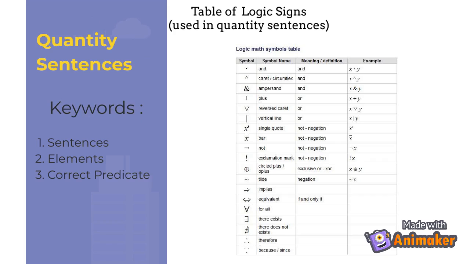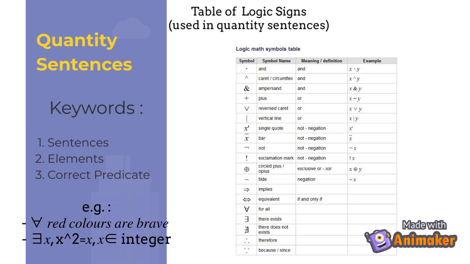It's about quantity sentence. Before that, let me show you the table of quantity sentence that can help us know how to make a sentence with the correct quantity. Well, based on my research about quantity sentence, quantity sentences are words that show how many elements are needed in order to make a correct predicate in a sentence. Here I already show you some configurations. For the first one, every red color is gray, and the second one, there exists x such that x squared equals x, where x is a member of the set of integers. You get it?